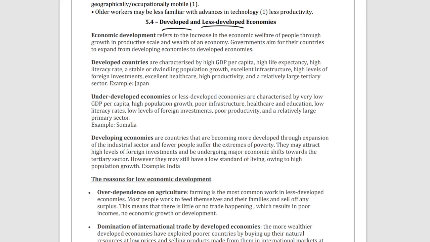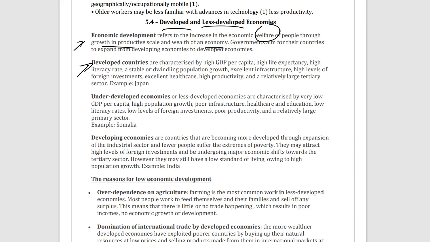Okay, now we have again different types of development. So let's have a look at this. We have the first one, the economic development. When we're talking about economic development, we are referring to the increase in the economic welfare of people through the growth and productive scale and wealth of an economy. So governments aim for their countries to expand from developing economies to developed economies. Okay, so how you do this is by increasing the economic welfare of people. So in terms of living standards, I believe, and lifestyle, basically make people more productive, have higher incomes. That is called economic development.